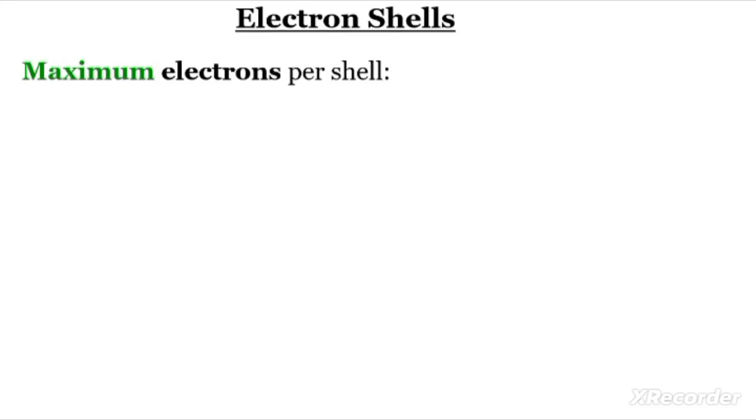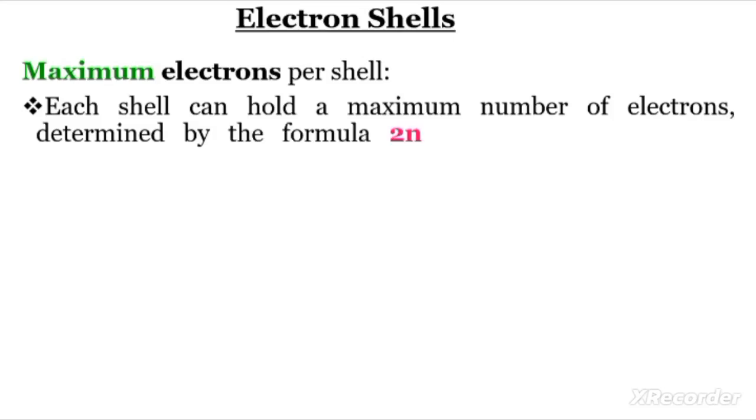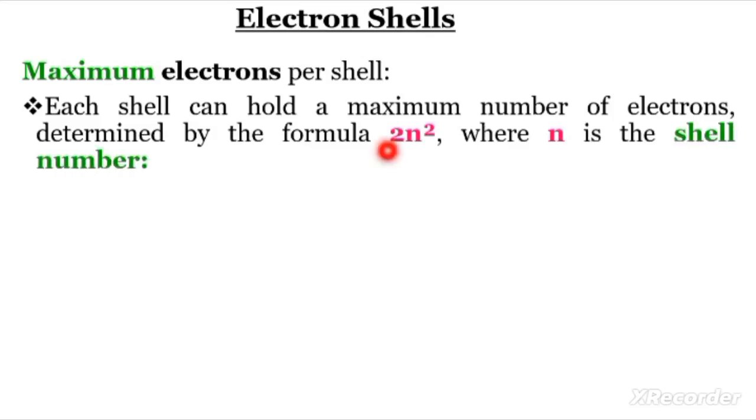So the next thing that we are going to look at is how many electrons are supposed to be in a given shell. So the maximum electrons per shell. Each shell can hold a maximum number of electrons determined by the formula. So this is the formula that we'll be using: 2n to the power 2, where n is the shell number.